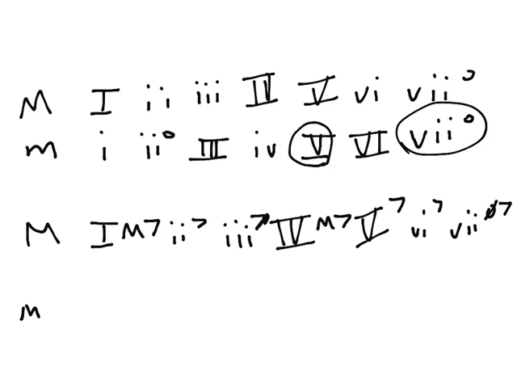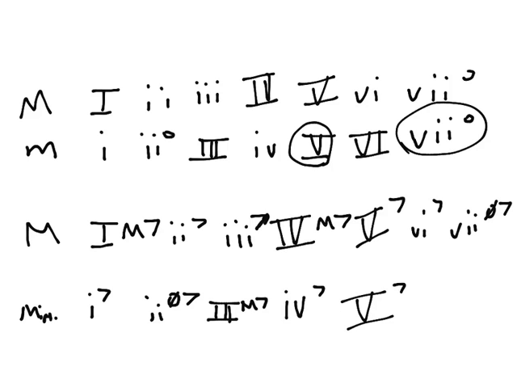If you're dealing with minor, the 1 chord is a minor 7th. The 2 chord is half diminished. The 3 chord is a major 7th, not very popular. The 4 chord is a minor 7th. The 5 chord is dominant, and it's very special. The 6 chord is major.